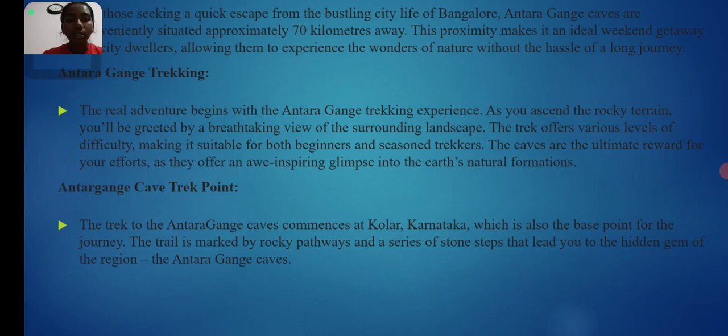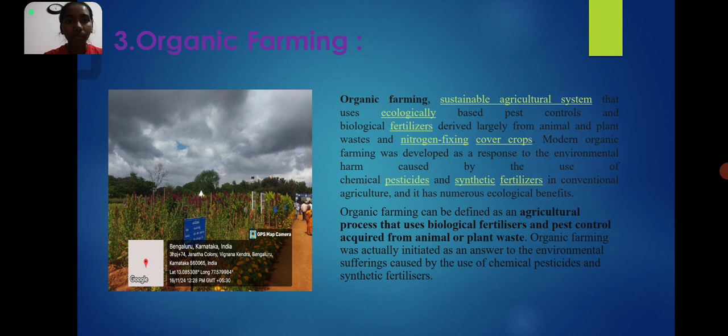Antaragange trek point. The trek point of the Antaragange caves commences at Kolar, Karnataka, which is also the base point for the journey. The trail is marked by rocky pathways and a series of stone steps that lead you to the hidden gem of the region, the Antaragange caves.